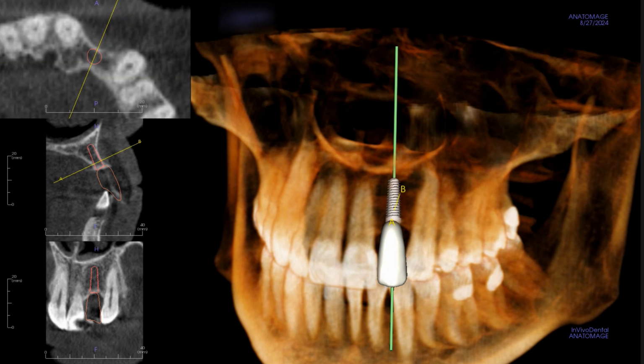When we use CAT scans, it's very easy to place an implant where the bone is and then try to figure out how to get a restoration there. And restoratively driven treatment planning truly means the following: that you place a tooth in its ideal location and you create the endpoint, and then you try to figure out how to get an implant to support that.